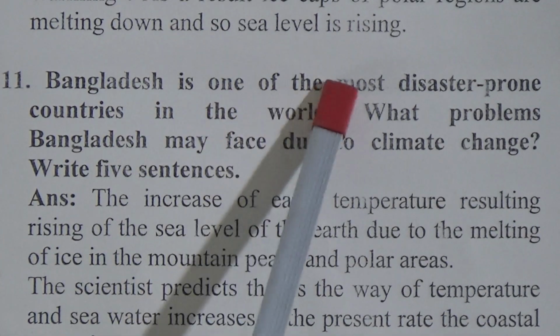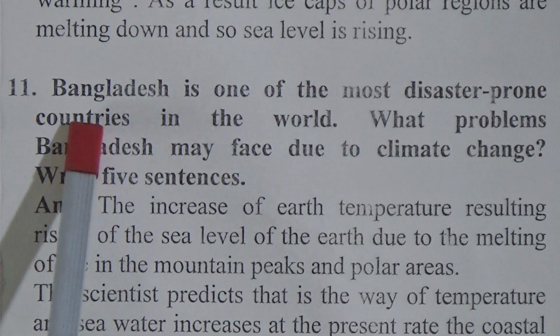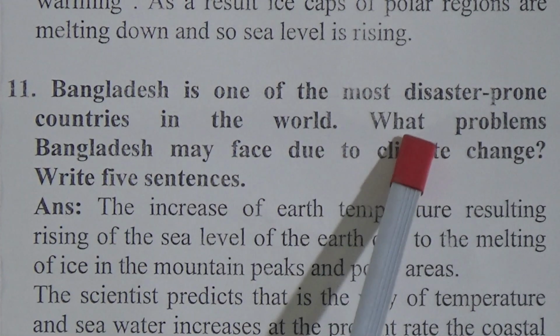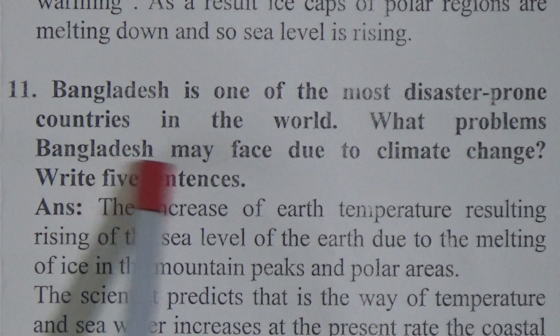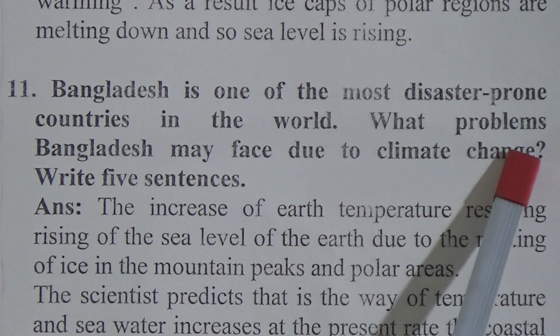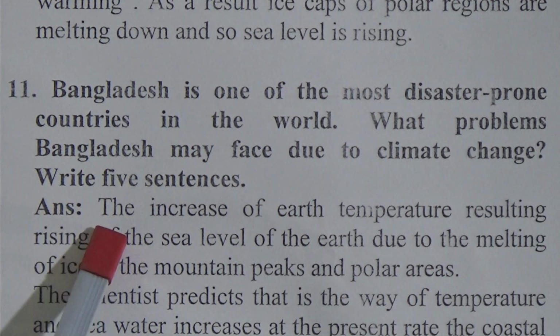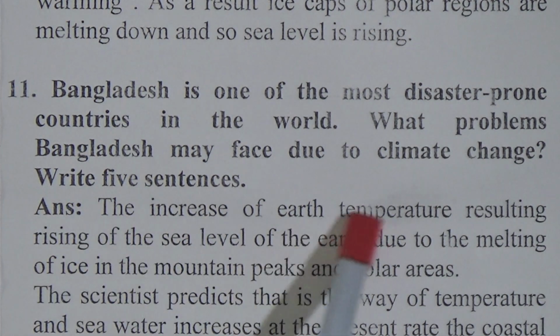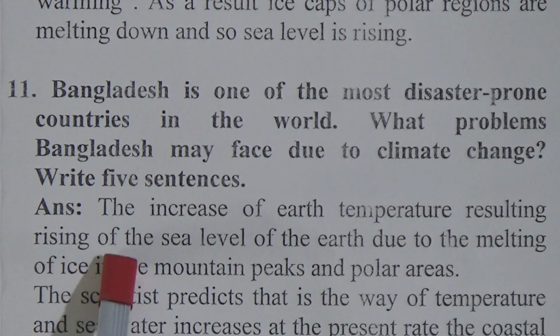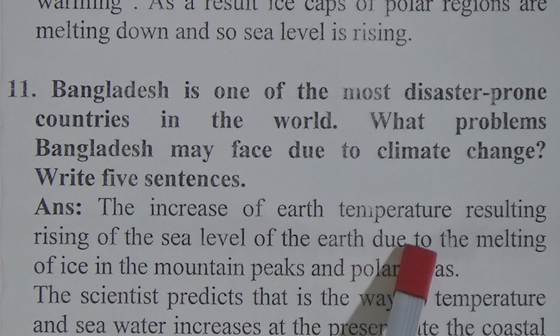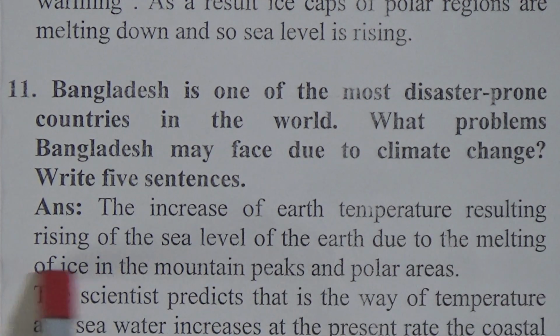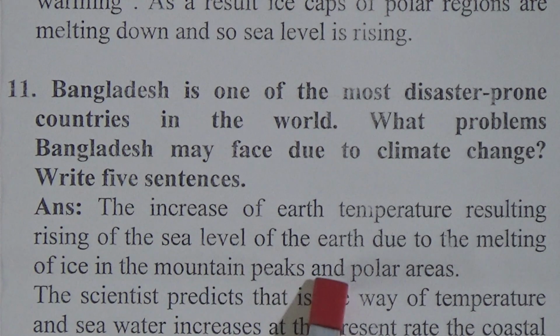Now, we will discuss question number 11. Bangladesh is one of the most disaster prone countries in the world. What problems may Bangladesh face due to climate change? Write 5 sentences. The answer is, the increase of Earth's temperature results in rising of sea level of the Earth due to the melting of ice in the mountain peaks and polar areas.